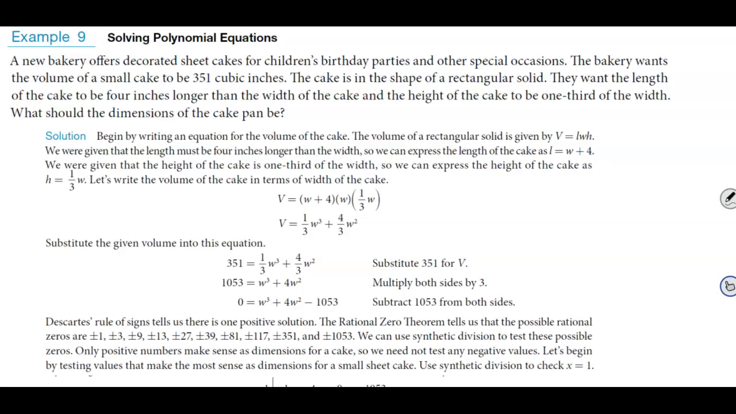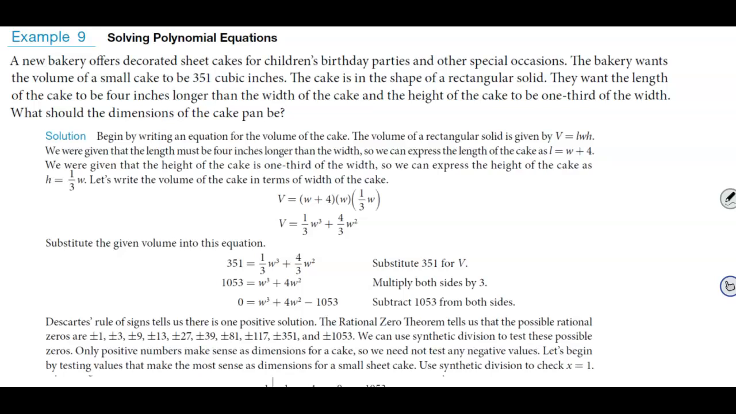Now we were given that the length must be 4 inches longer than the width, so we can express the length of the cake as L equals W plus 4. We were given that the height of the cake is 1/3 of the width, so we can express the height of the cake as H equals 1/3 W. And then the width would just be W.